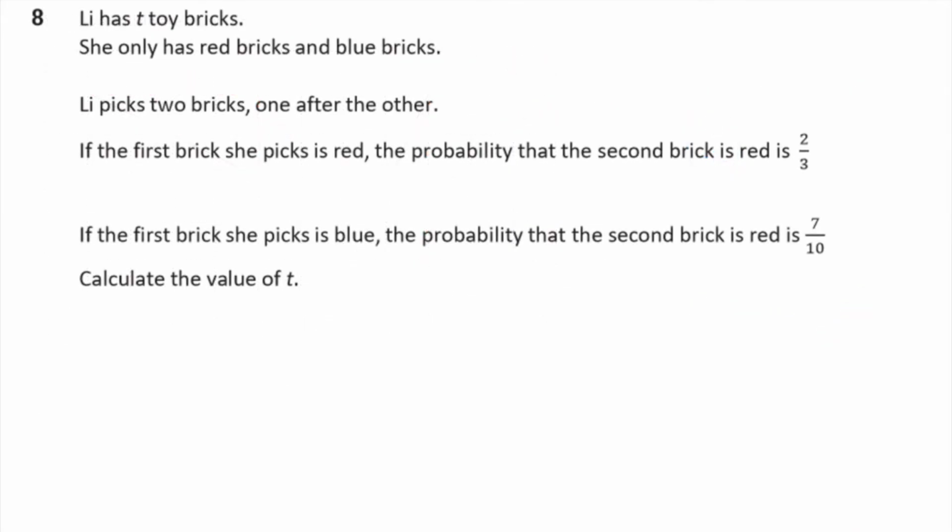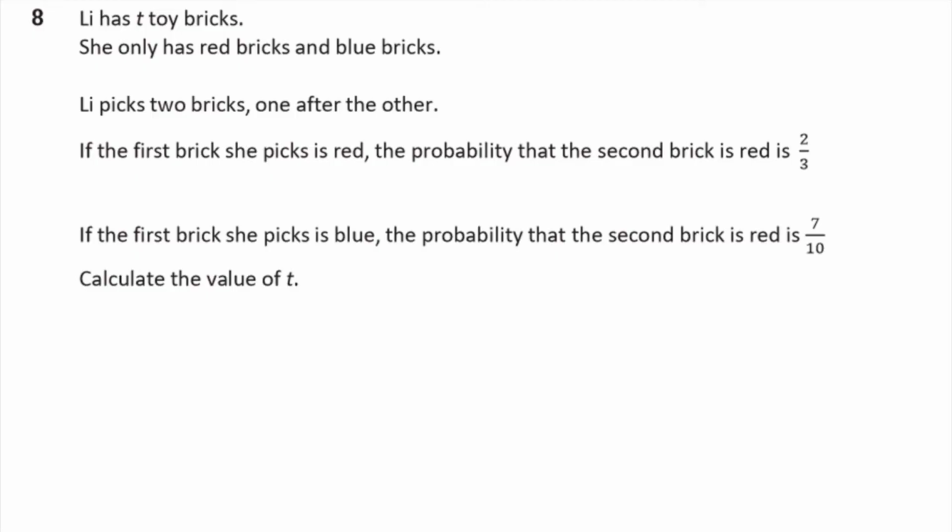Question 8: Lee has T toy bricks. She only has red bricks and blue bricks. Lee picks 2 bricks, one after the other. If the first brick she picks is red, then the probability that the second brick is red is 2/3. And if the first brick she picks is blue, the probability that the second brick is red is 7/10. Calculate the value of T.